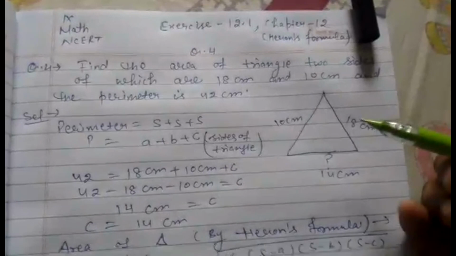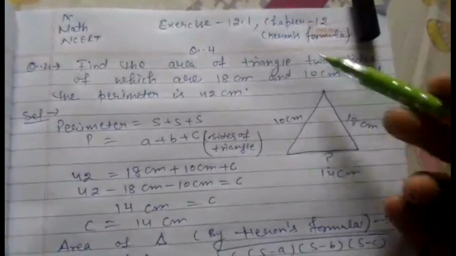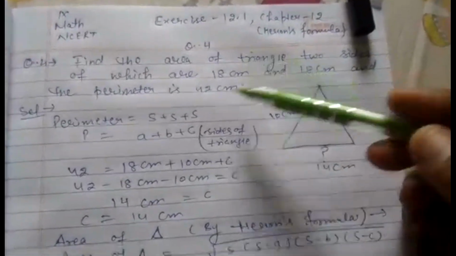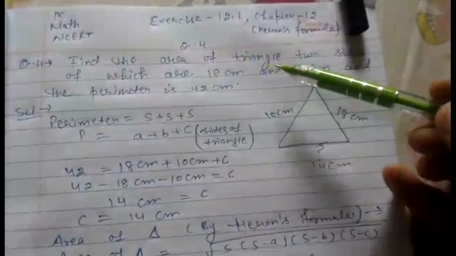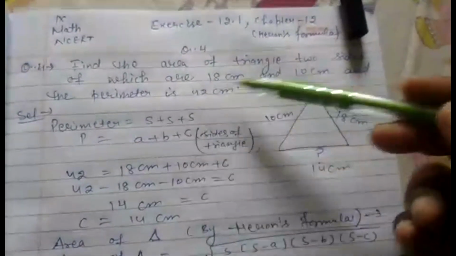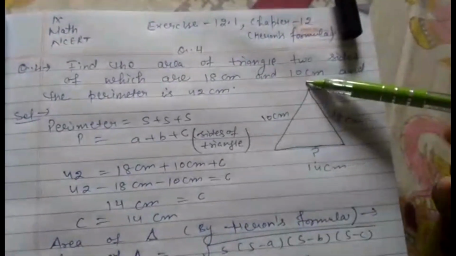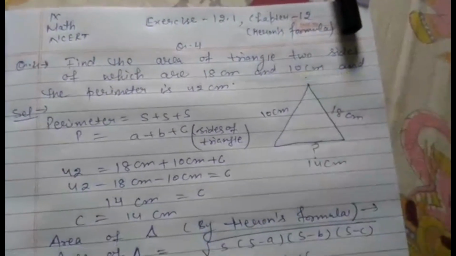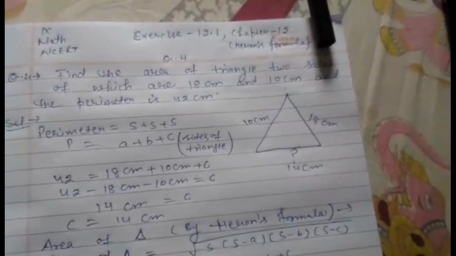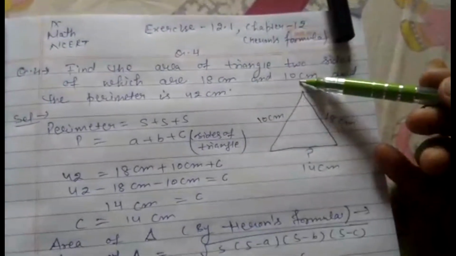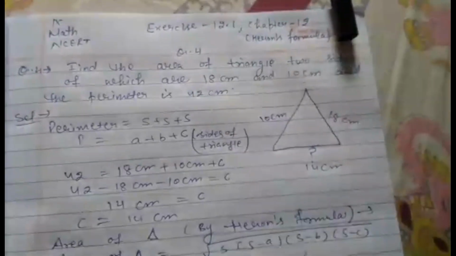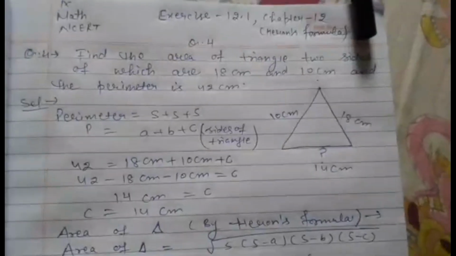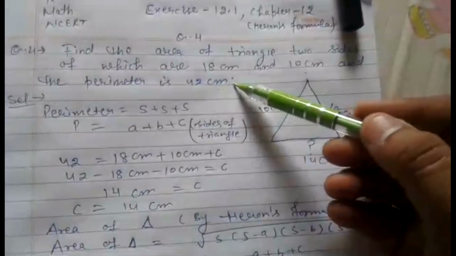NCERT 9th class math, exercise 12.1, question number 4. Find the area of the triangle, two sides of which are 18 centimeter and 10 centimeter. We have to find the area of the triangle, and two sides are given and the perimeter is 42 centimeter.